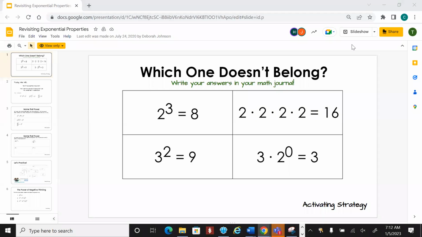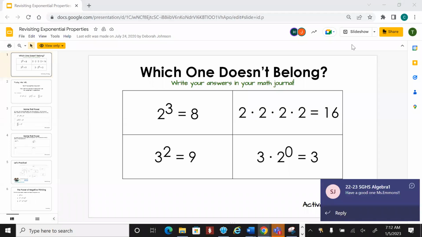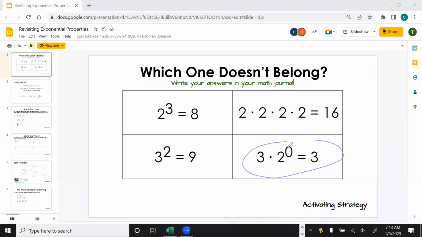All right, remember, there are no wrong answers on this one. Which one does not belong? Literally say any of them. You just have to have a reason. The last one, why? Okay. So he said there's no repeating numbers. This one also has that 0 power, right? Okay.